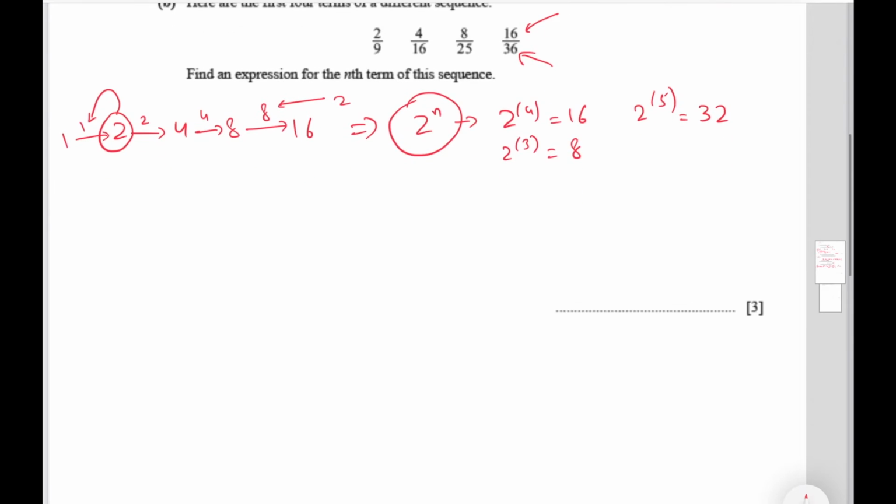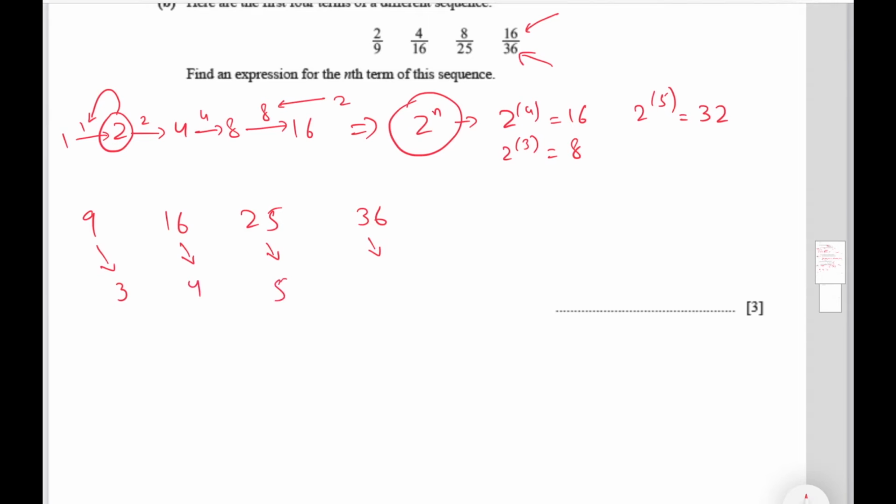Now let's talk about the denominators. 9, 16, 25 and 36. If you look at all these numbers, all of them are square numbers. So let's write down all the square roots of these numbers. The first number has a square root of 3. The number after that has a square root of 4.